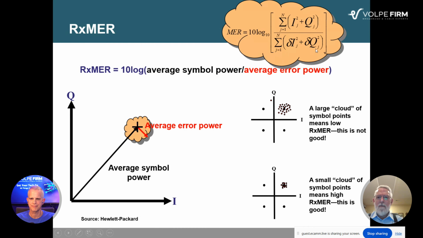And then down in the bottom, we've got the average error power. That's all of them for all the symbol points in the entire constellation. So you take this number, divide it by this number, take the logarithm of that ratio, multiply by 10, and you get the RxMER. And that's how it's computed inside your test equipment, inside your cable modem, inside your set-top box. This is what it's doing, calculating this value using this formula right here.